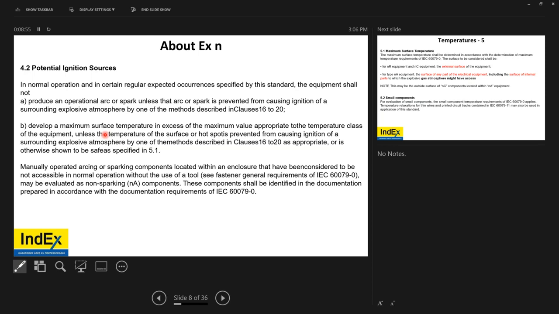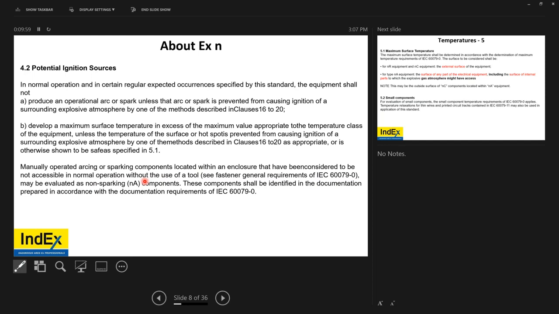4.2. In normal operation and in certain regular expected occurrences specified by the standard, this equipment shall not produce an operational arc or spark unless that arc or spark is prevented from causing ignition of the surrounding hazardous atmosphere as described in clause 16 and 20 of this edition of the standard, and develop a maximum surface temperature in excess of the value appropriate to the temperature class of the equipment, unless the temperature on the surface or hot spot is prevented from causing ignition of surrounding atmospheres. Now, manually operated arcing or sparking components within an enclosure that has been considered to be not accessible in normal operation without the use of a tool may be evaluated as EXNA, non-sparking components.